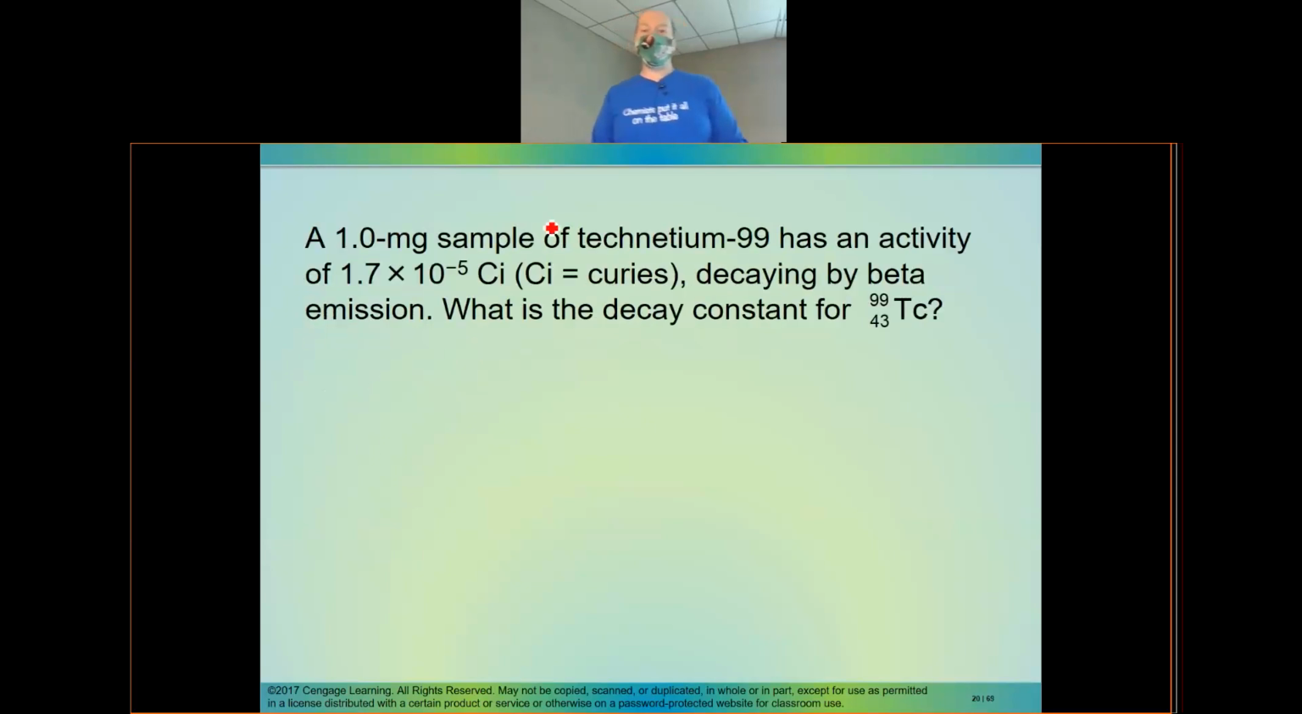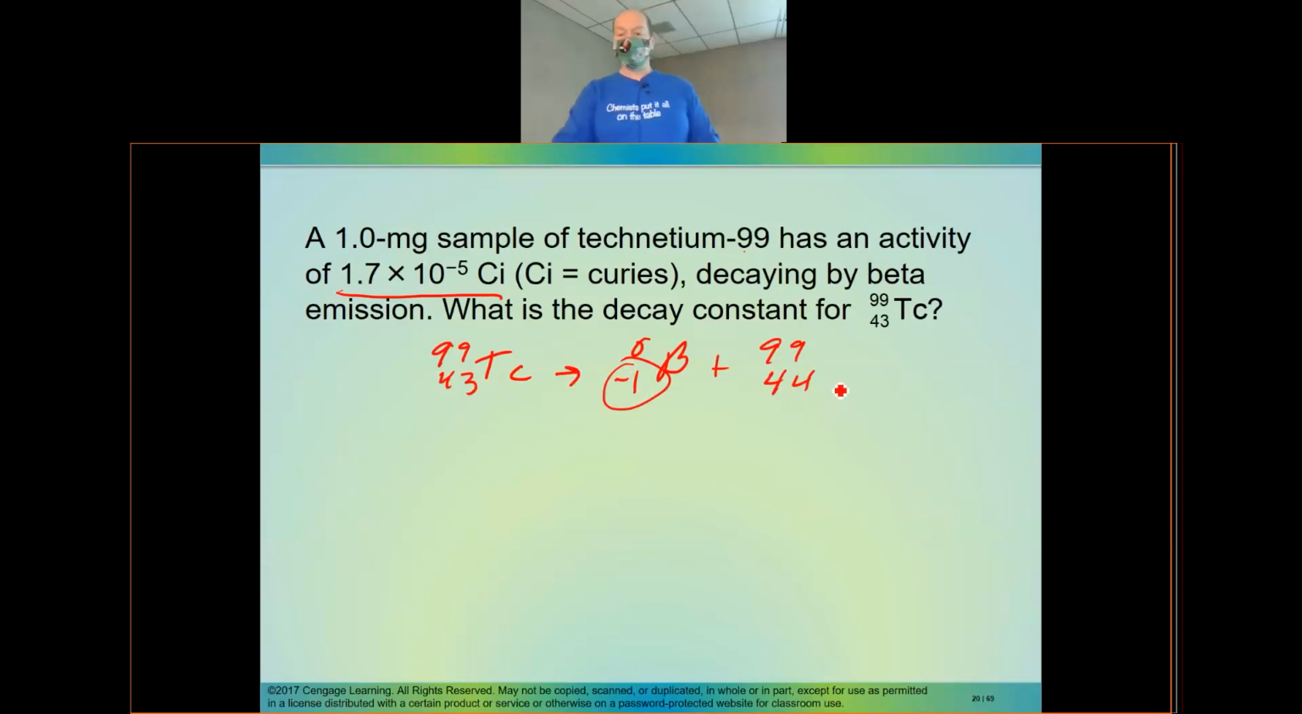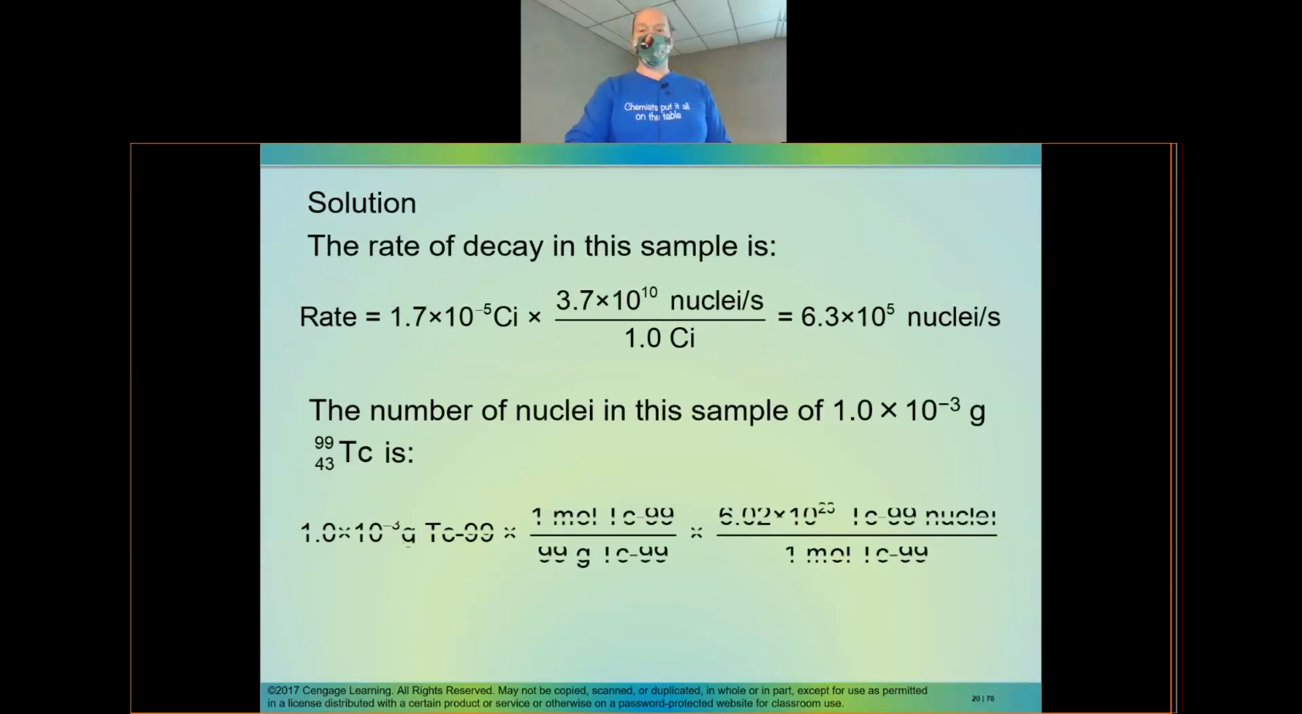All right, a 10 milligram sample of technetium-99 has an activity of 1.7 times 10 to the minus 5 curies, decaying by beta emission. So you have your Tc-99, atomic number 43, undergoing beta emission. You have to know that's 0 and minus 1. So we're getting 99 and we're getting 44. Make sure you don't ignore the negative, because 44, this is minus 1, is 43. Then you look on the periodic table and you can find what that element is.